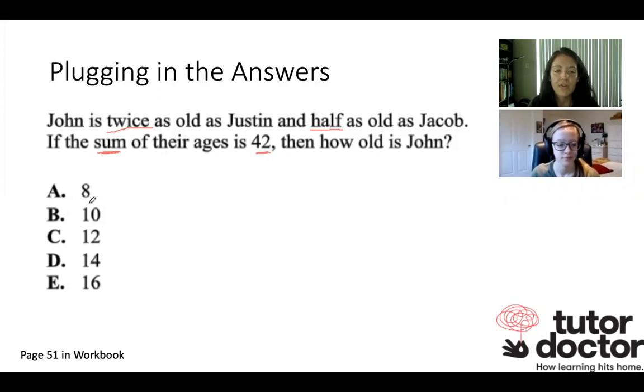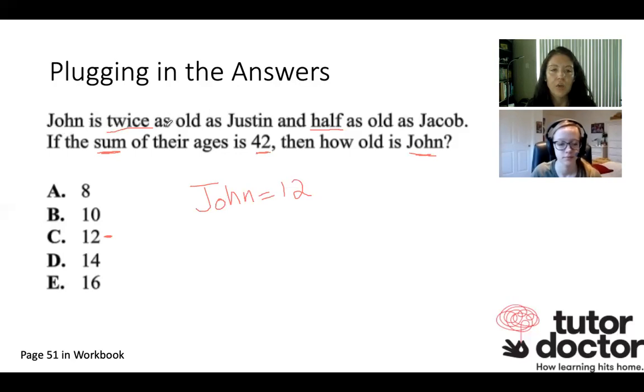You'll notice that the answer choices here go in order, right? Starts with 8, goes to 16. So what I'm actually going to do is start here in the middle with C. So the question says that these are John's possible ages, right? Then how old is John? So I'm going to say to start with, okay, John is 12. So then I'm going to reread the question.